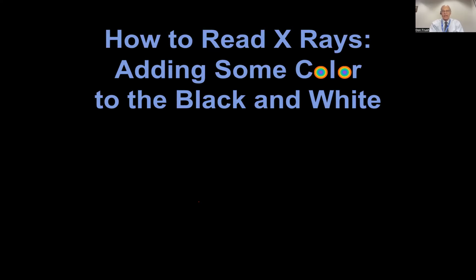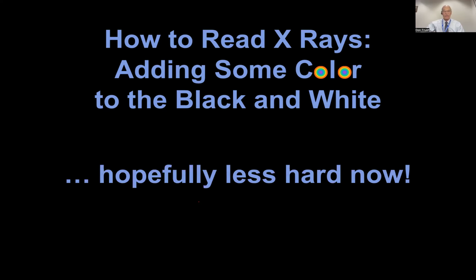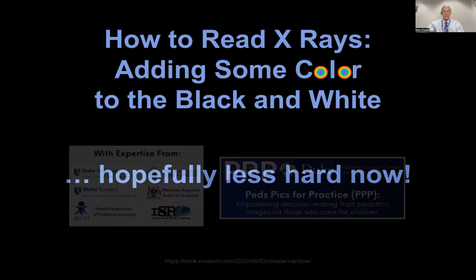So in concluding here, and I think we do have a few minutes for question and answer, how to read X-rays, adding some color to the black and white. So you hopefully have a good foundation in what you need to look for on those basic examinations, the 5-4-3 rule: the 5 things you look for and make sure you cover in the chest X-ray, 4 things with the abdomen film, and 3 things for the extremity examinations. And hopefully it's less hard now when you look at these to recognize these abnormalities.